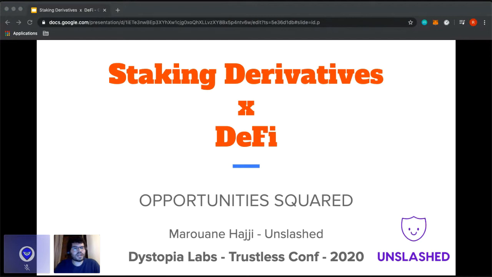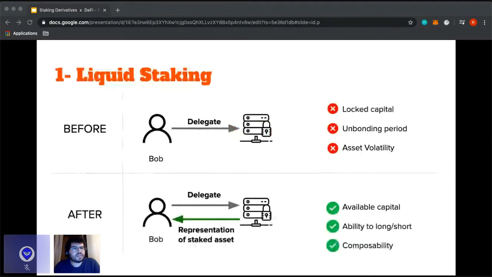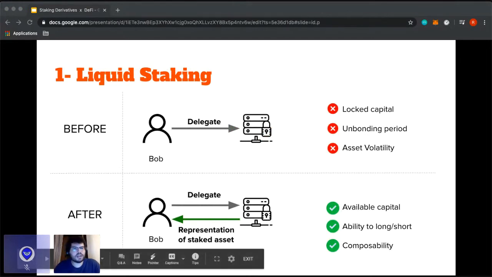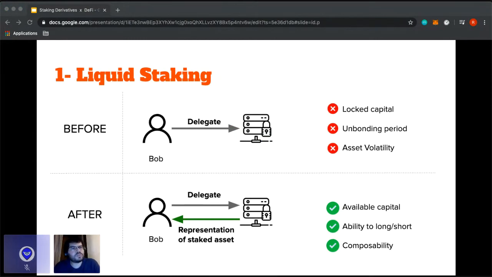So the first type of staking derivatives that we can discuss is what we call liquid staking. Right now, when we take, for example, the current delegation process, we have Bob who is going to delegate to a validator. What's going to happen next is that his asset is going to be locked with the delegator for a certain period of time, and this way he's going to receive the staking rewards. This is something that you guys are already familiar with.